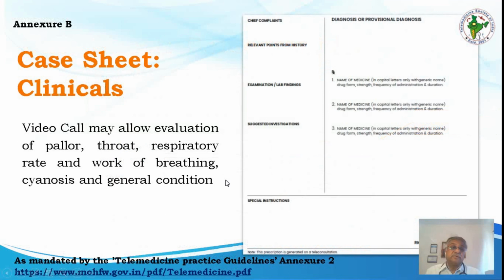And then coming down to the clinical part, it's a very standard clinical part. It's been discussed previously also. The chief complaints, relevant points from history, the lab findings, suggested investigations. Do not forget the diagnosis and provisional diagnosis. And of course, you must write down the e-prescription. And again, another very important thing, do not forget your signature. That's important, because it becomes illegal if you do not have your signature on your prescription.